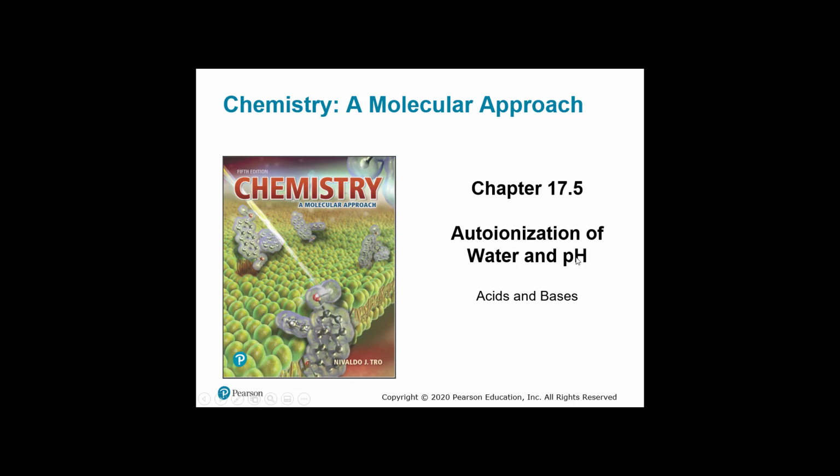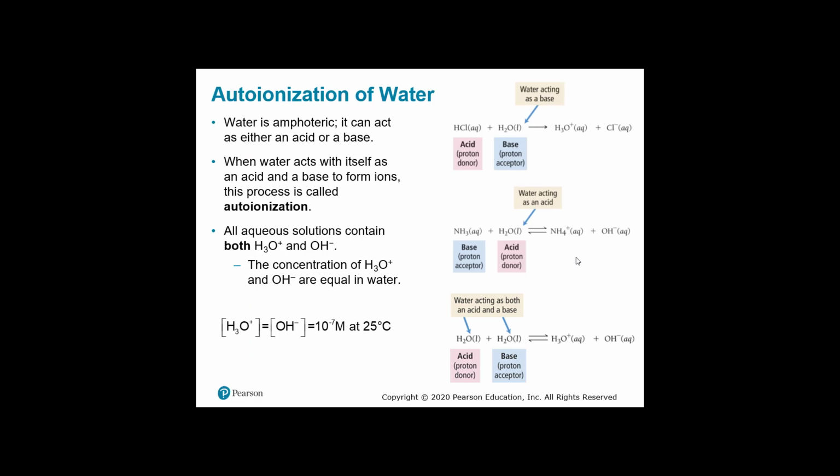Hi class, we're now in 17.5, the autoionization of water and looking at a pH scale. So an autoionization of water, we've discussed this prior, is amphoteric, which means it can act as an acid or a base. When water acts with itself as an acid and a base to form ions, this process is called autoionization. So all aqueous solutions contain both hydronium ions and hydroxide ions.